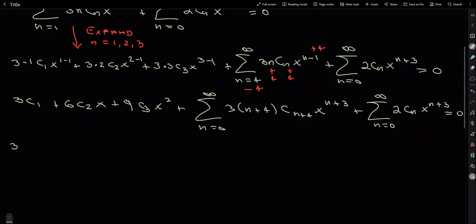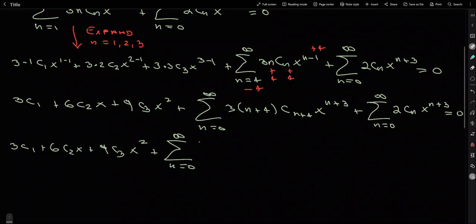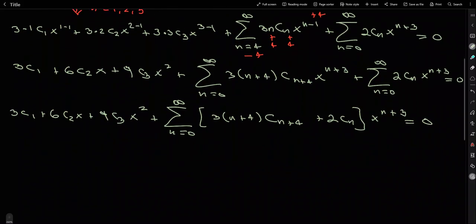However, keep writing the expanded terms: 3 c sub 1 plus 6 c sub 2 x plus 9 c sub 3 x squared plus sigma, one single series, n equals 0 to infinity of, open brackets, I'm going to factor the sigma symbol on the left and the x to the n plus 3 on the right. That's 3 times n plus 4 c sub n plus 4 plus 2 c sub n, times x to the n plus 3, and let that be equal to 0. And we're essentially done with the first step of the solution to the differential equation.